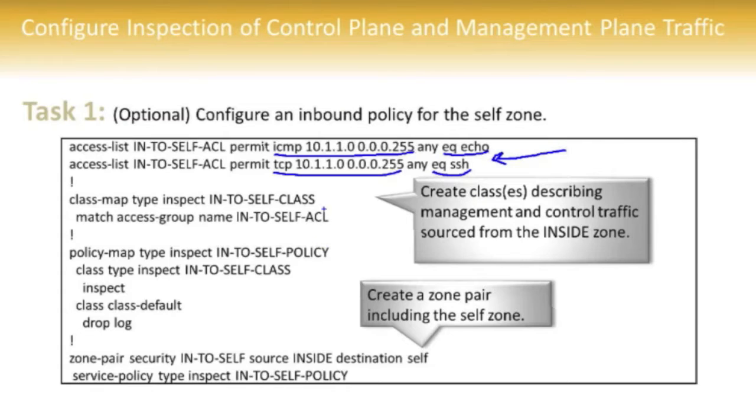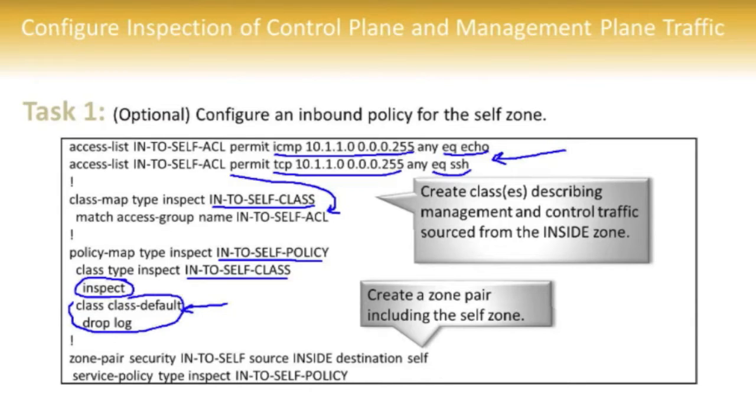We go ahead and we create a class map of type inspect called into-self-class. I like it. And we tie in the access control list that we created to define the acceptable traffic. We now create a policy called into-self-policy. We reference that class map that we created and we inspect that traffic. What do we do with everything else? Well, this is shown here just for illustrative purposes, but this would have been the default. We drop any other traffic destined to the zone-based firewall.